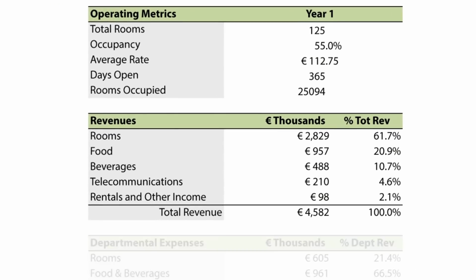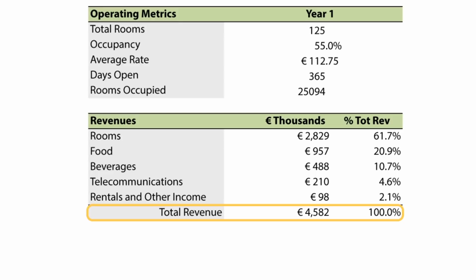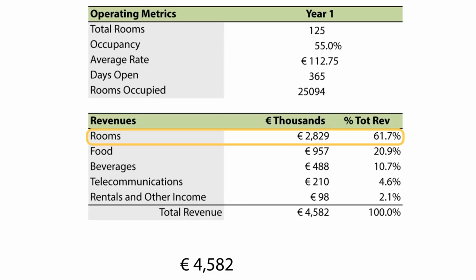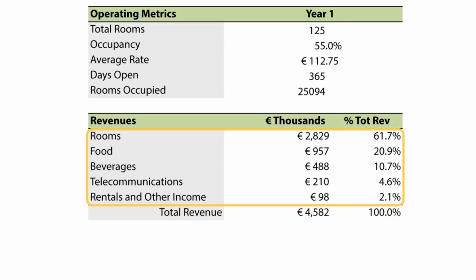We're projecting in year one 4.582 million euro of revenues. So that's our 100% of revenues. Of that, rooms department is 61.7% of the total revenues, or 2.829 million. And you can see the rest of the numbers as you go through. All of the revenues are expressed as percentages of the total revenue.